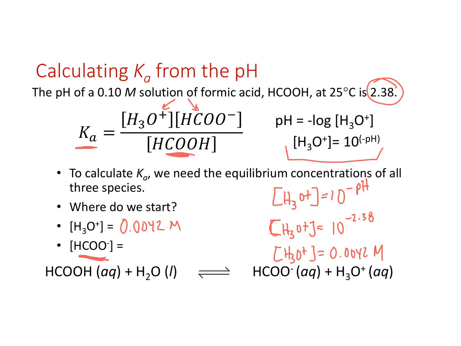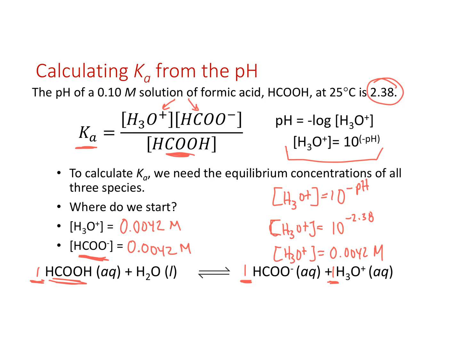If I look at the stoichiometry, for every 1 molecule of formic acid that goes into solution, I get 1 molecule of formate and 1 molecule of hydronium. So that means formate and hydronium are going to be made in equal numbers, and they will have equal concentration. Because I know the pH and I know the hydronium concentration, I also know the concentration of formate in solution. Both of those concentrations are identical because they both come from the same source. They both come from formic acid.